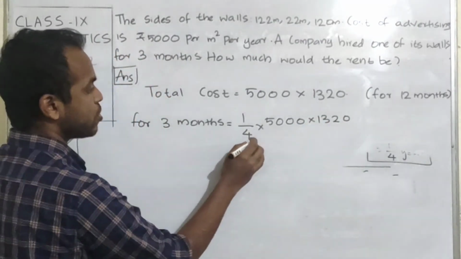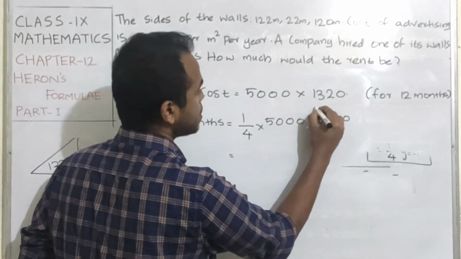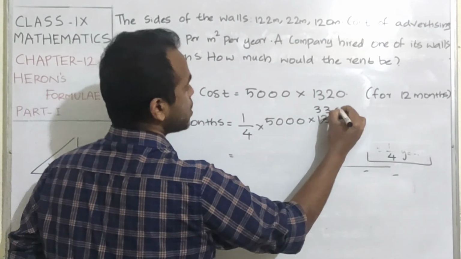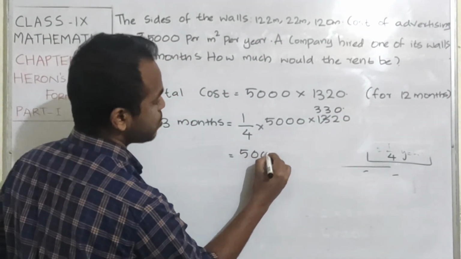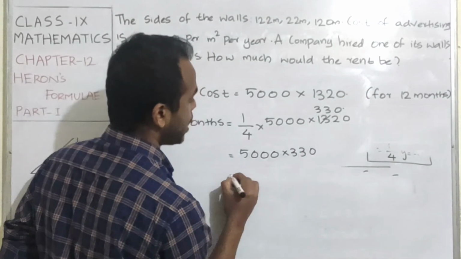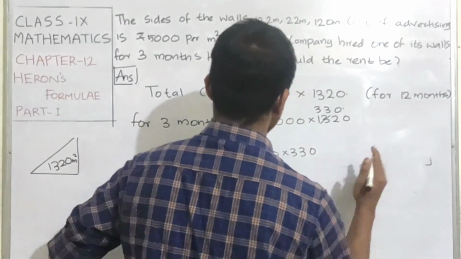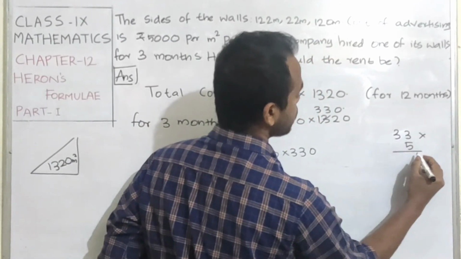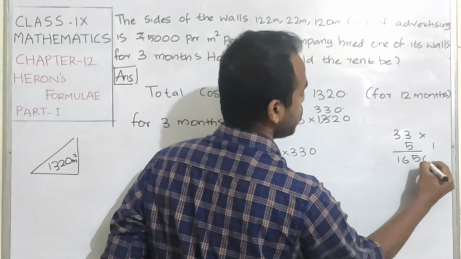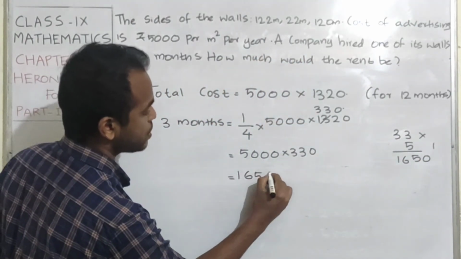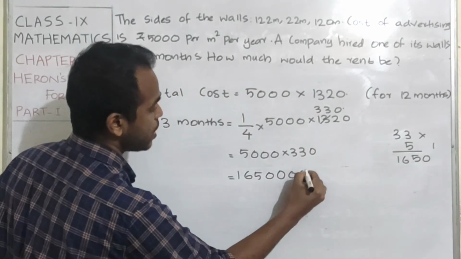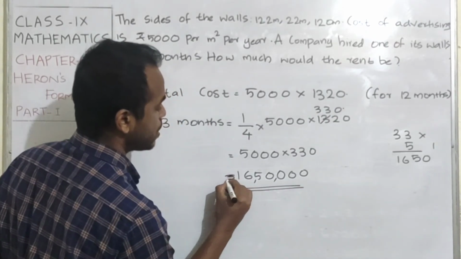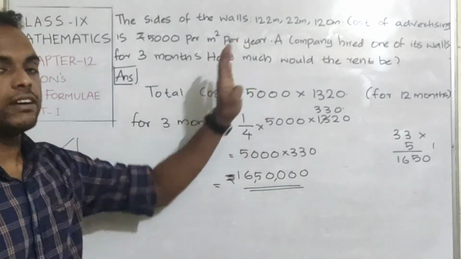Now we can cancel this 1320 by 4. We can cancel it by 3. Then the remainder will be 12. So again 3, another 0. That is 5,000 into 330 will be our answer. If you do this, then you will get the answer. 33 into 5. How many 3's are 5? 15, remainder 1. So 1650, then 3 zeros here, 1 2 3. So 16,500 rupees will be the total cost of advertising there for 3 months.